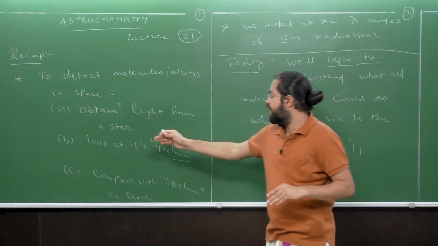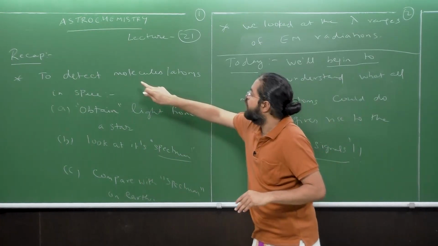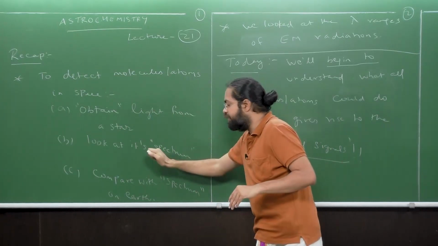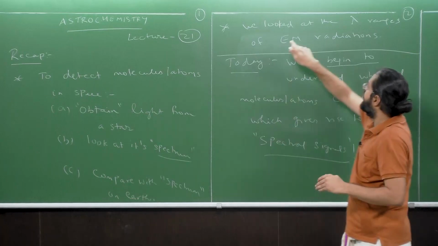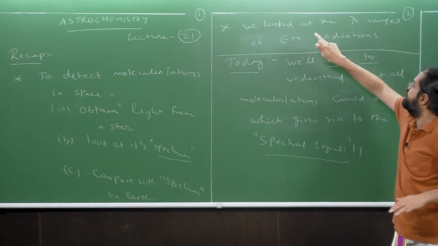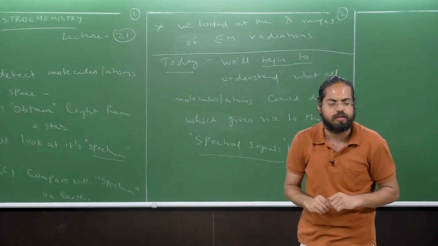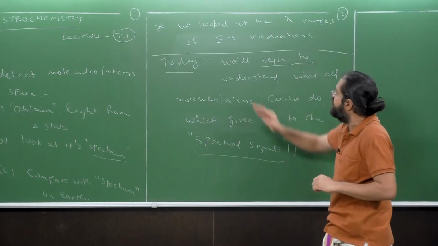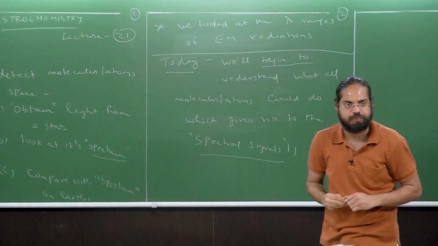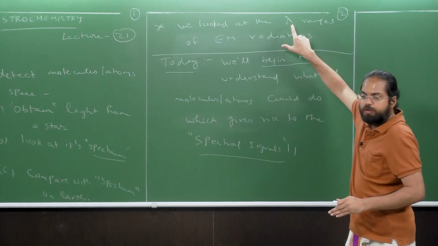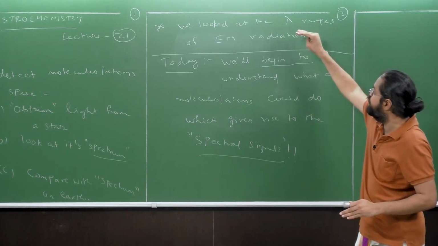And now the idea that we can detect molecules and atoms in space by comparing the spectrum led us to understanding and looking at the various wavelength ranges. And I had given you as homework to find out the corresponding frequency and energy ranges of various electromagnetic radiations. You may just go back to the previous lecture and find the specific homework I'm talking about. So this is where we stopped.